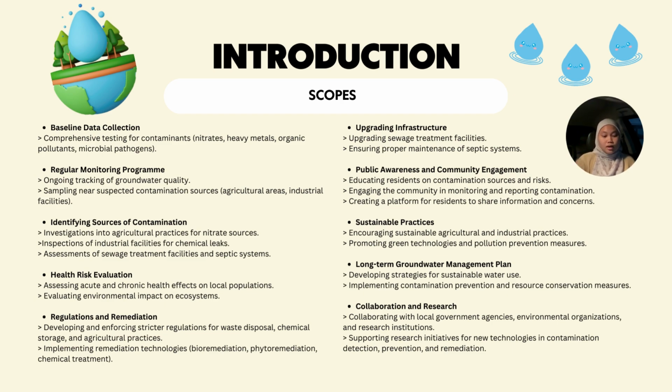ecosystem. And the regulation and remediation is developing and enforcing stricter regulation for waste disposal, chemical storage, and agricultural practice, and implementing remediation technologies such as bioremediation, phytoremediation, and chemical treatment. Next is upgrading infrastructure, which is upgrading sewage treatment facilities and ensuring proper maintenance of septic systems.